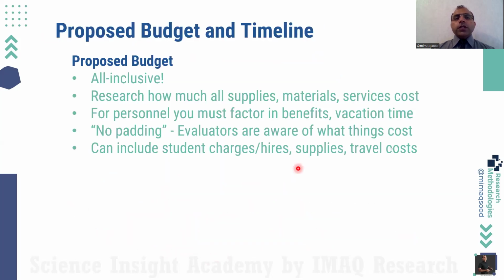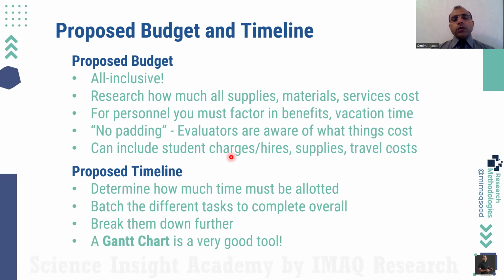Then you also have to define the budgets. In budgets, all-inclusive, everything should be included. There should not be anything left unexplained, because the budget means you are getting money and you are spending money. If something is missed and you need it in the future, it might create problems for you. For persons, you must factor in benefits, vacation times, and all types of costs. There should not be any kind of padding, because the persons who are evaluating know the costs, since they are from the research industry. They understand research. You also have to include all the travel costs, the research money, the funding, and the stipends you are paying.